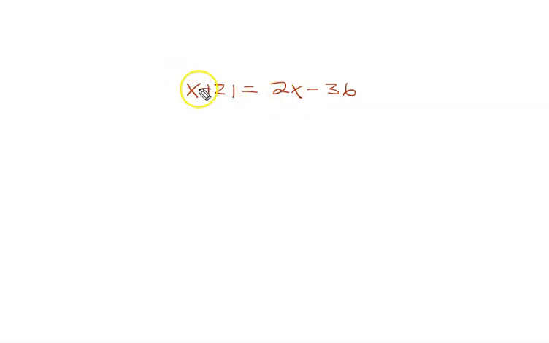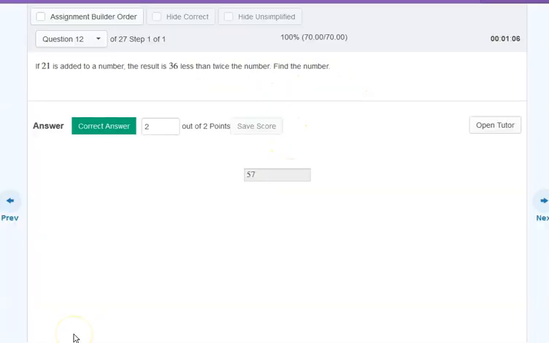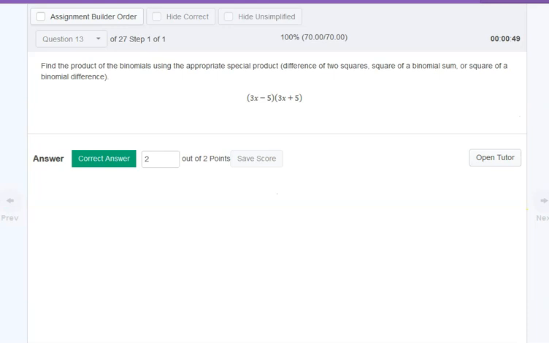So to keep my x positive, I'm going to subtract an x here, subtract an x there, and this just becomes x. Transpose, negative 1x, 2x gives me a 1x. Now to bring this to the other side, I'm going to add 36, or just transpose it. So x is 57. Going on to our next example.